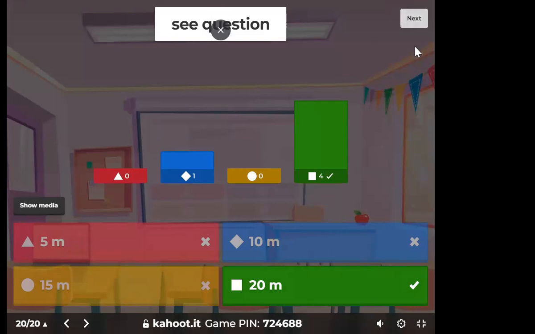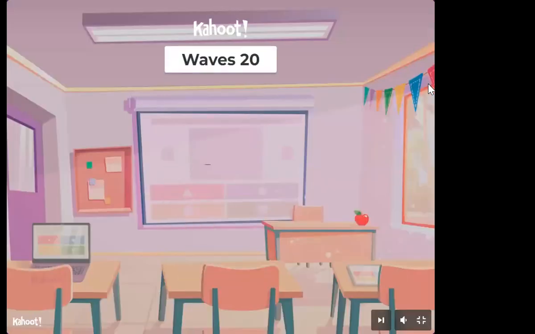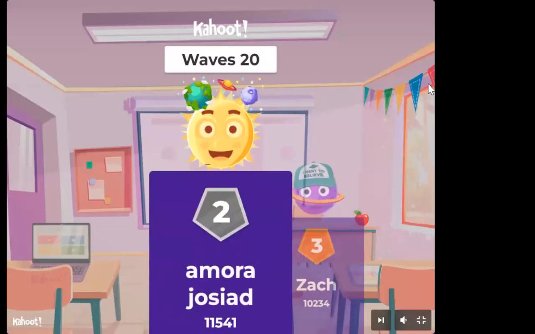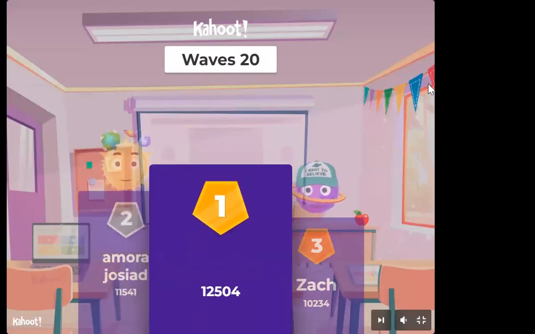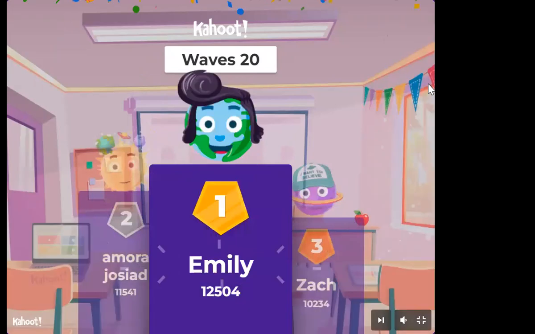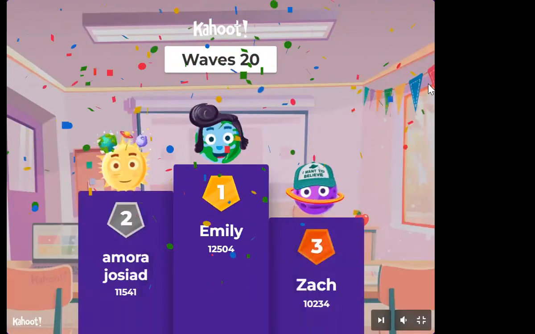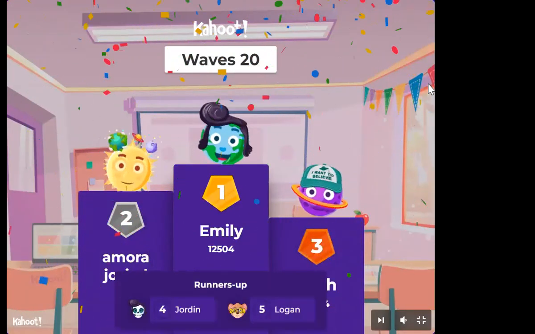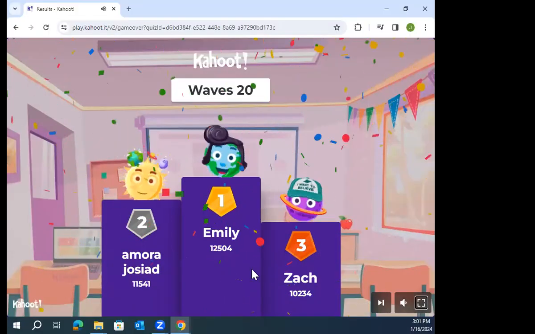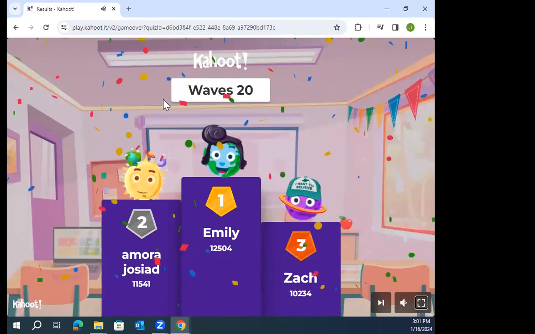Let's go to the podium with the bronze. Zach wants to believe the UFO silver. Amora Josiah. And go, Emily. Runners up, Jordan and Logan. Nice job.